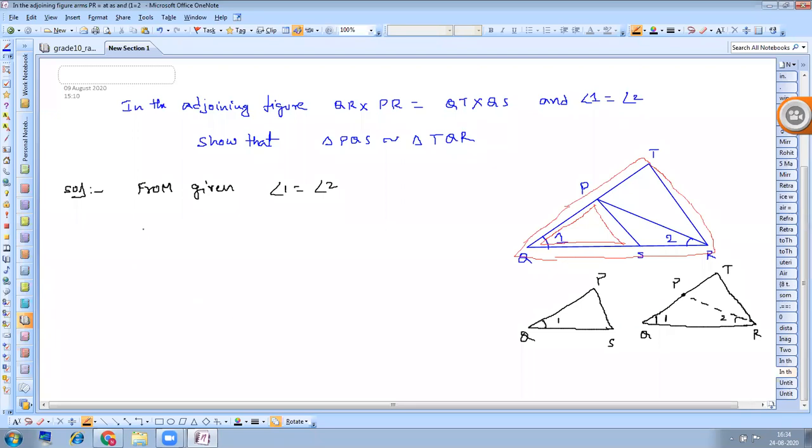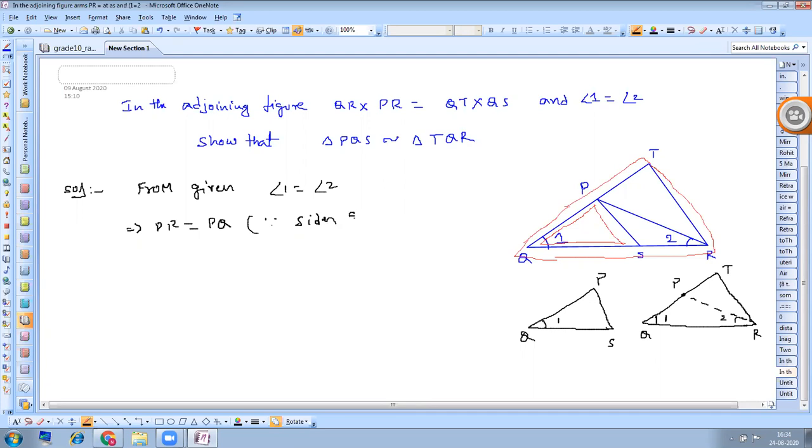From here, which sides can I say are equal? The side PQ, which is opposite to angle R, and side PR. PQ and PR are equal. So PR equals PQ. What is the reason here? Sides opposite to equal angles are equal, or in an isosceles triangle, sides are equal.